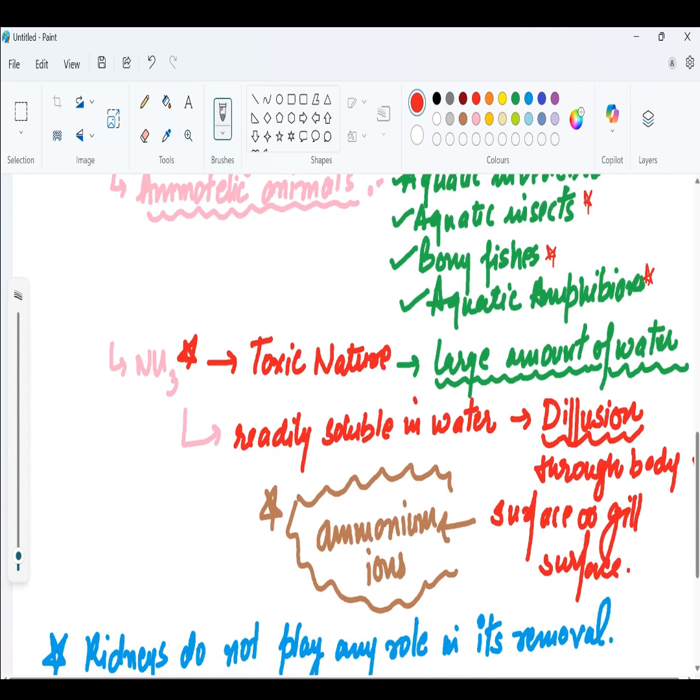All right, so it is toxic in nature, so it requires a large amount of water for removal from the body. As it is eliminated from the body through the general body surface, it readily solubilizes in water, and that is how it becomes less toxic.